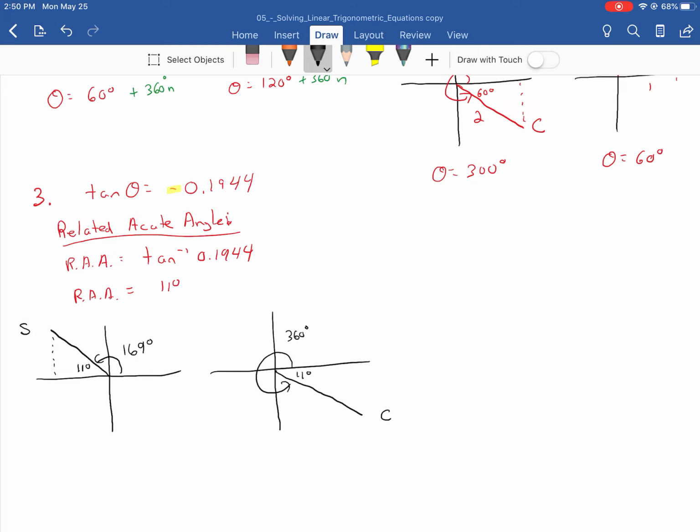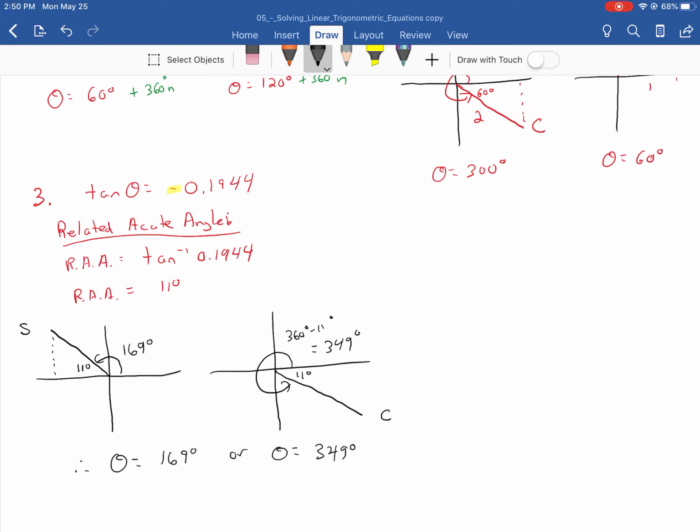This angle here would be 169. I go 180 minus that 11 degrees. And this one here, 360 minus that 11 degrees, 349, I think. And so therefore, theta equals 169 degrees, or theta equals 349 degrees.